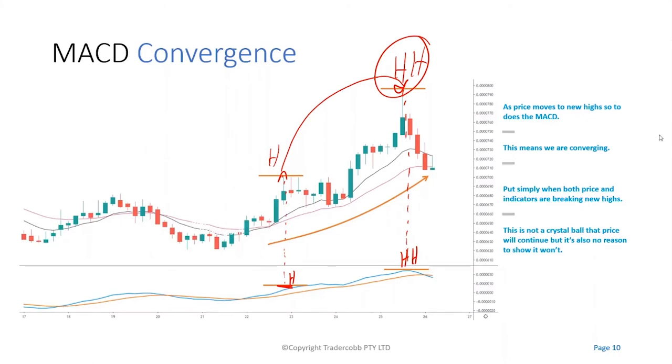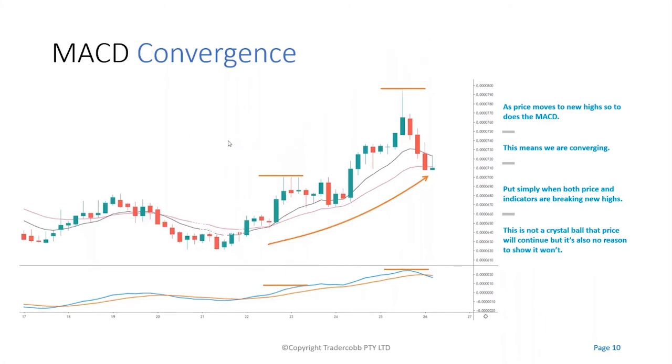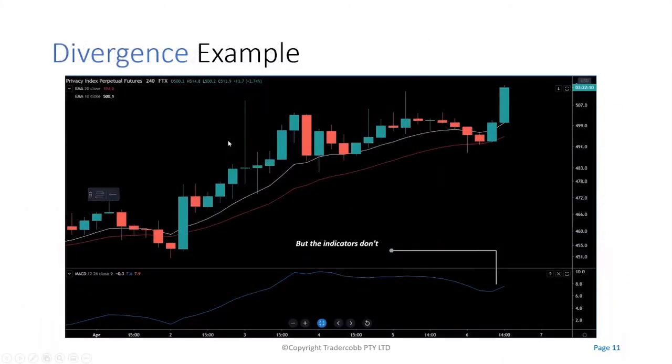Yeah. Simple as that. Do not overcomplicate this. If price has made a higher high, I want the MACD to make a higher high. If price has made a lower low, I want the MACD to make a lower low. That's it. Keep it really simple, and that's the beauty of this strategy. Convergence simply means that it's in agreement with price. Price and indicators are in agreement.